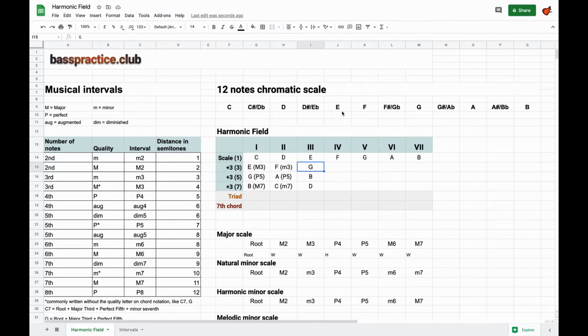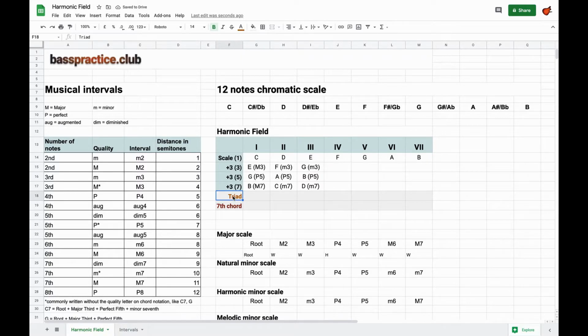Let's do the same here for the E. From E to G, I have 1, 2, 3 semitones. I did the same here. 3 semitones. It's a minor third. From E to B, 1, 2, 3, 4, 5, 6, 7. 7 semitones. So it's a perfect fifth. And from E to D, I have 1, 2, 3, 4, 5, 6, 7, 8, 9, 10. 10, we saw here that it's a minor 7. Okay?